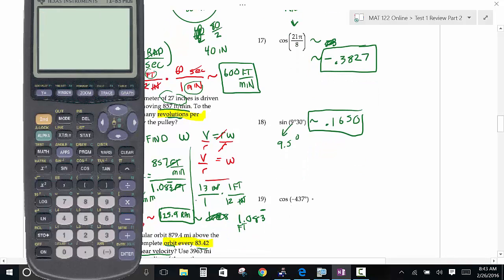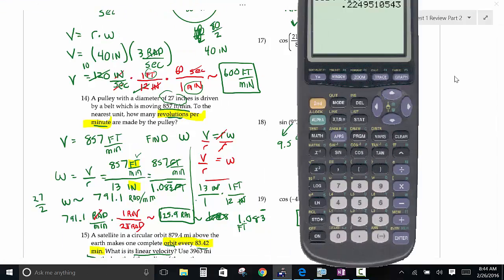Okay, next one is degree mode. So you're going to go cosine, negative 437. It's a negative angle, so you're going clockwise. It ends up being a positive answer because you're in either quadrant 1 or quadrant 2. I believe that one puts you back in quadrant 1, it looks like. So that would be 0.22495. Now in this case, you need to round this up, so that would be 0.2250. Like that is your answer to your problem.